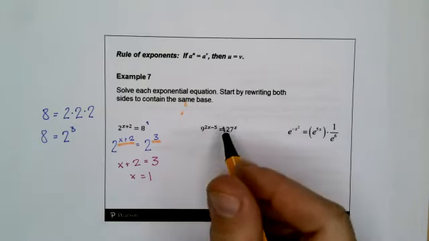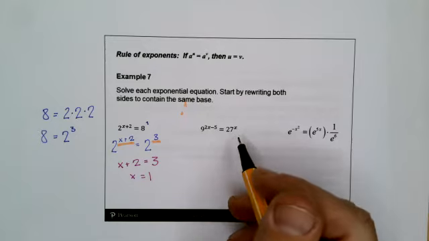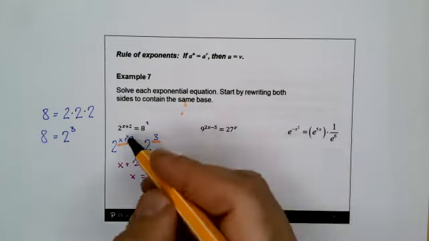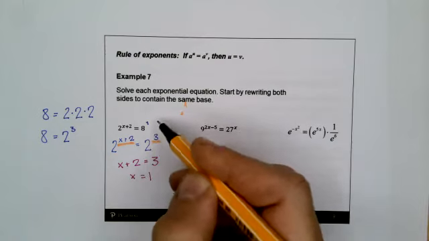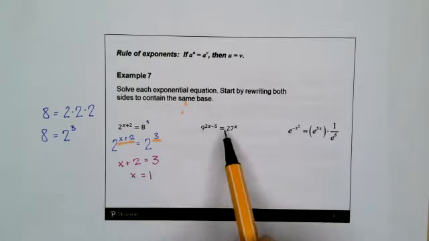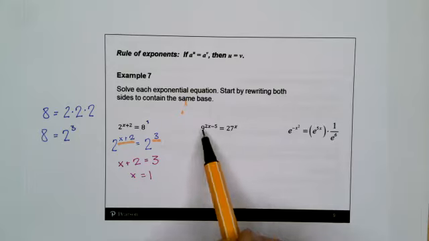9 to the power of 2x minus 5 is the same as 27 to the power of x, right? Here, we manipulated this side of the equation so it matches the 2, right? We wanted the 8 to match the 2, and it worked because 8 was a multiple of 2. However, we can't do that here, right? 27 is not a multiple of 9.